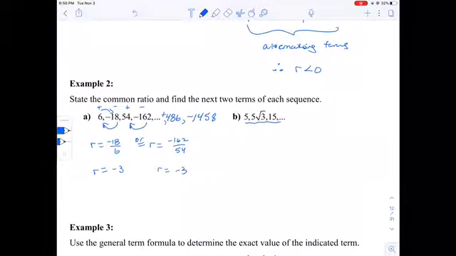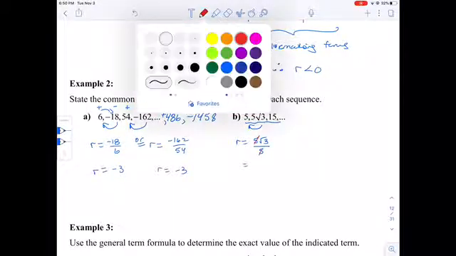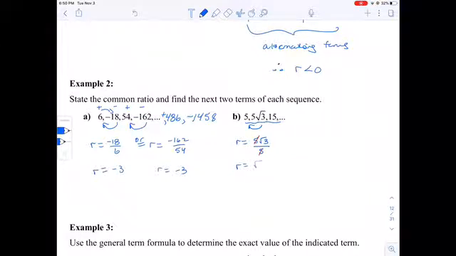Okay, for the next one, we've got this radical in there. So let's find the common ratio. I can take any term divided by its previous term. Our ratio here would be 5 root 3 divided by 5. And therefore, the 5's can cancel here. So our common ratio would be root 3.